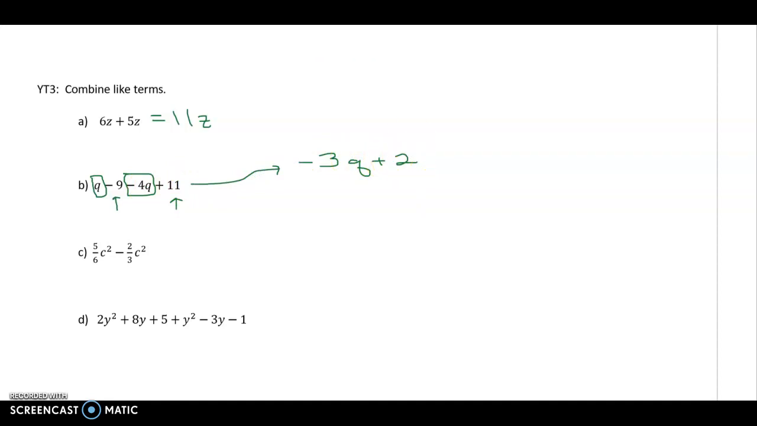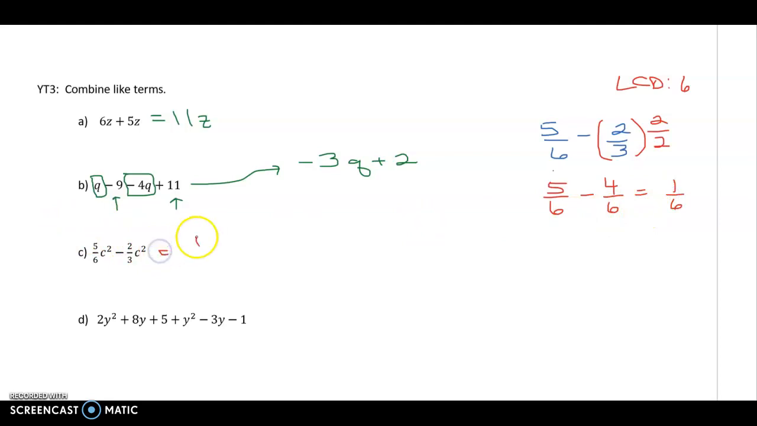On the next one, again, we have fractions. So we have 5 over 6 minus 2 over 3. So let's take it over here to the side. 5 over 6 minus 2 over 3. We need to make common denominators. The LCD is 6. So this one's already 6, so I'm okay there. This needs to be 6, so we're going to multiply the top and the bottom by 2. So then it becomes 5 over 6 minus 4 over 6, which is 1 over 6. So this answer is 1 over 6 c squared.